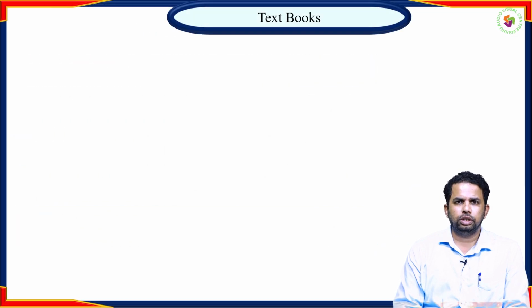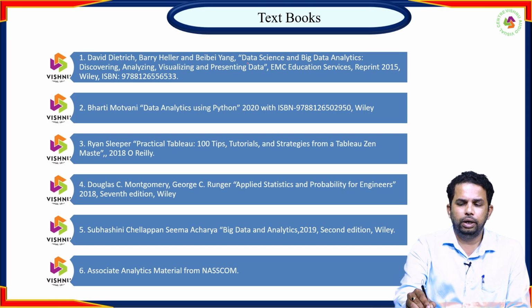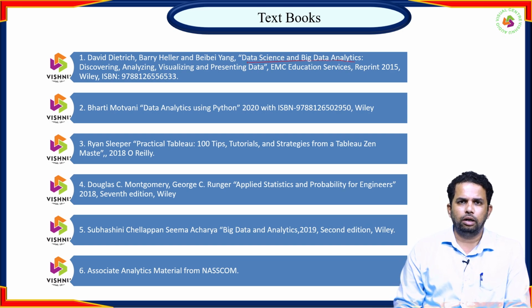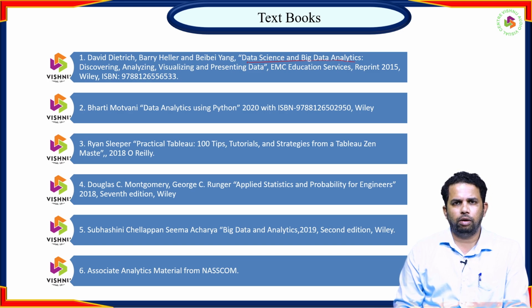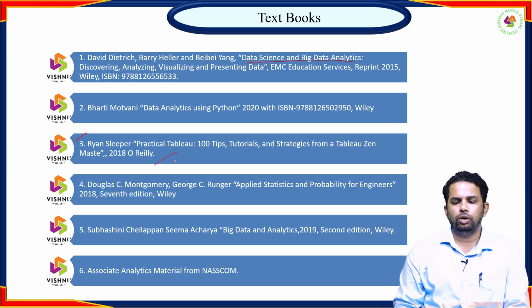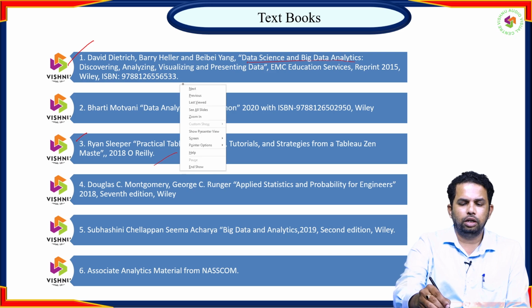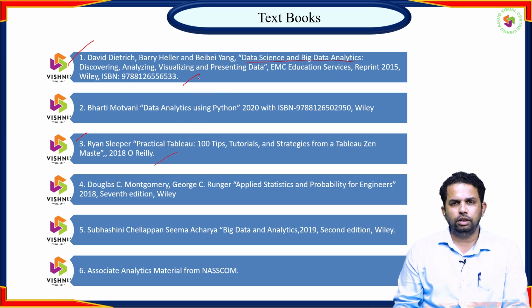The prescribed textbooks are referred to understand the fundamentals of this course. Data Science and Big Data Analytics is the main textbook, which covers almost the whole course from Unit 1 to Unit 4. And to understand Unit 5, we are considering Chapter 3, Understanding Practical Tableau: 100 Tips and Tutorials, to learn about the Tableau software. So we are telling everyone to refer to and understand these two textbooks.